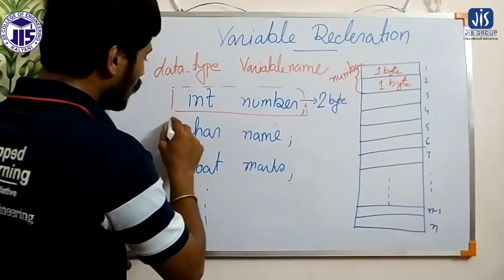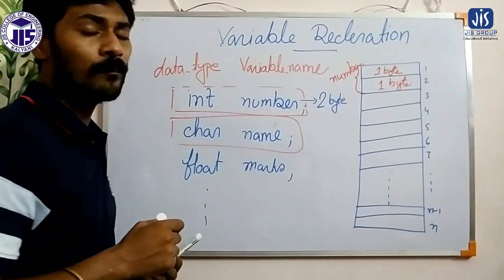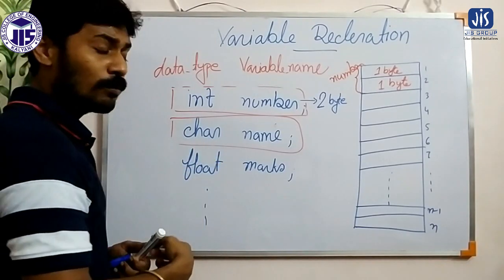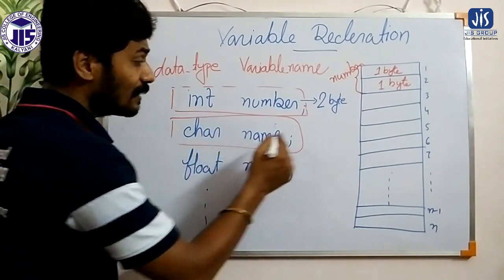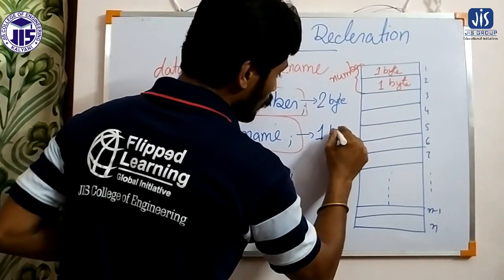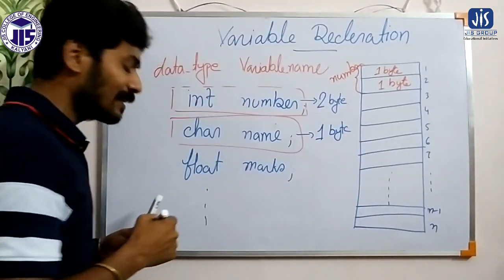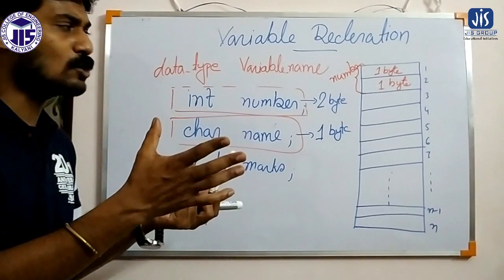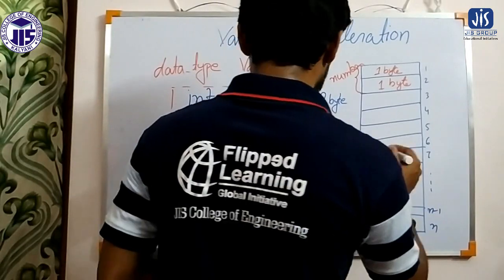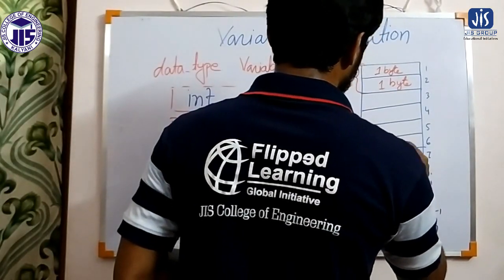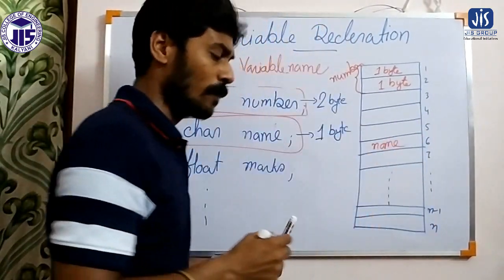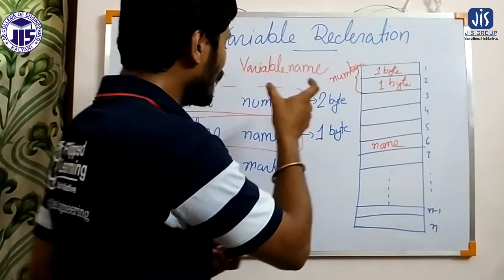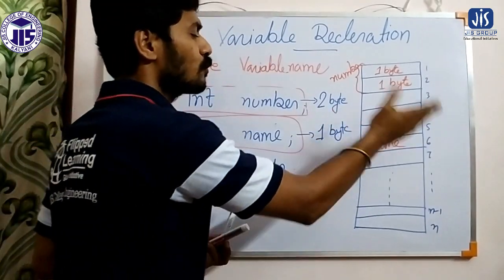Same way, if I want to assign memory for the variable name, then what is the data type? Character. The data type of name is character. And what is the size of character? That is 1 byte. We all know that size of character is 1 byte. So 1 byte of memory is enough for this name, because its maximum size is 1 byte. So arbitrarily, for example, I have assigned this location for name, and 1 location is enough, because 1 location equals 1 byte, and the variable size is also 1 byte. So it will assign only 1.